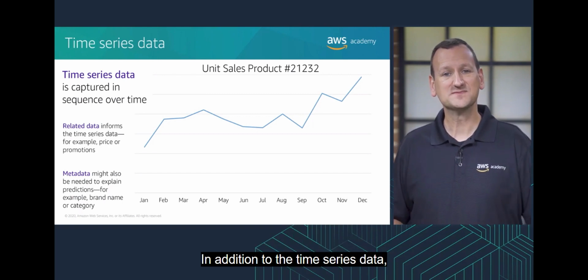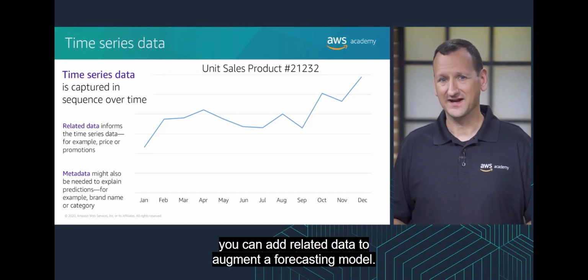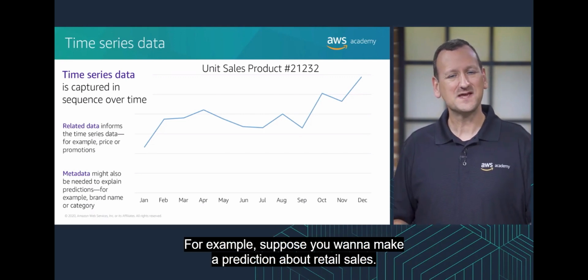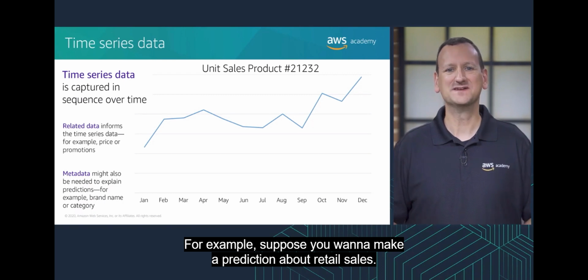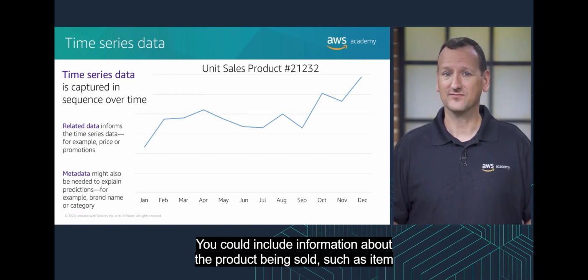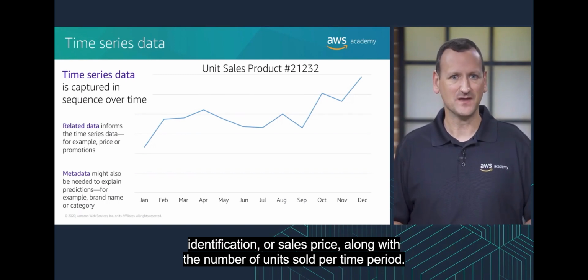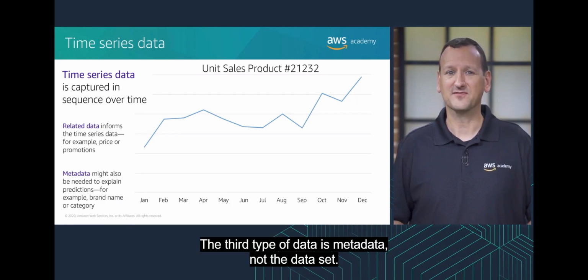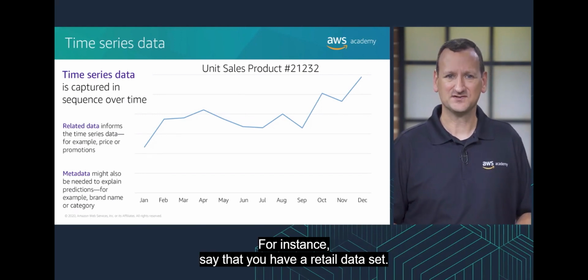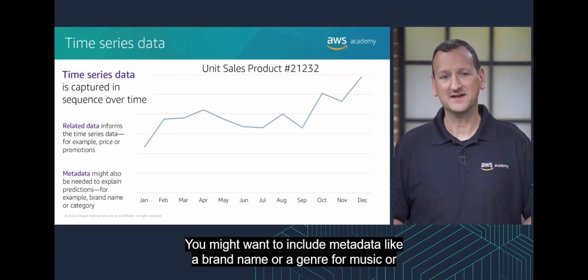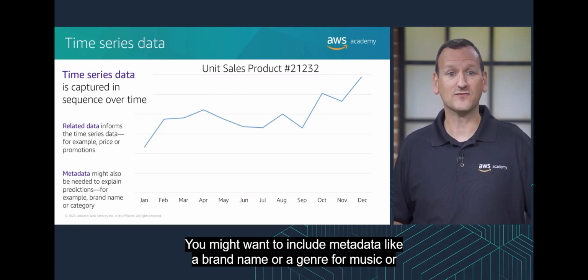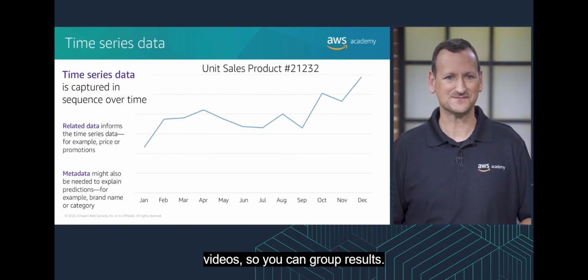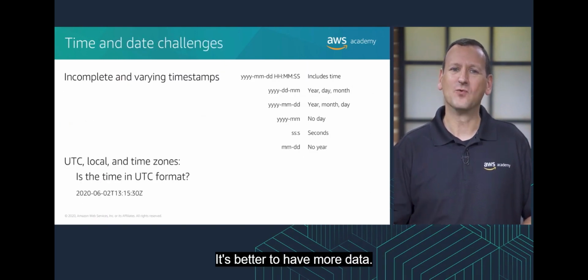In addition to the time series data, you can add related data to augment a forecasting model. For example, suppose you want to make a prediction about retail sales. You could include information about the product being sold, such as item identification or sales price, along with the number of units sold per time period. The third type of data is metadata about the data set. For instance, say that you have a retail data set. You might want to include metadata, like a brand name or a genre for music or videos, so you can group results. It's better to have more data.